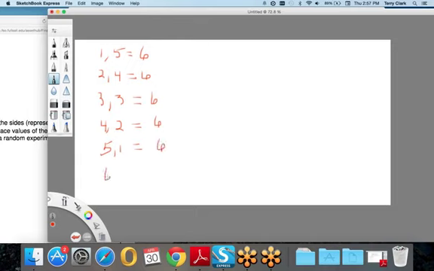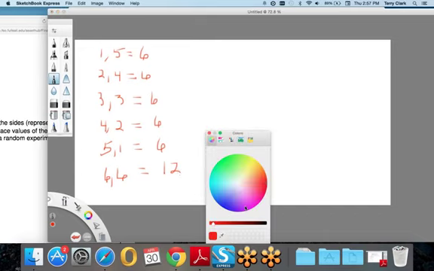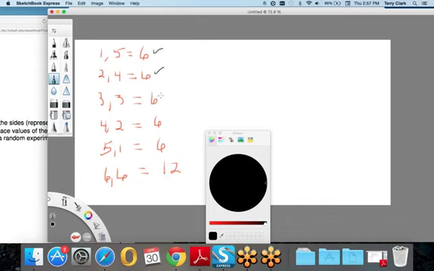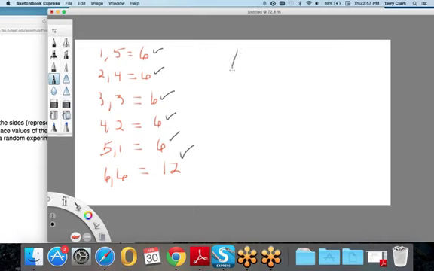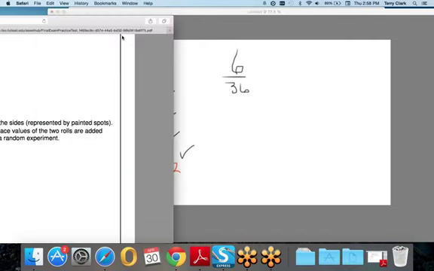And then 6 and 6 will equal 12. Okay, so now I just count them up. That's 1, 2, 3, 4, 5, 6. Okay, so 6 numbers out of the 36 can be divided by 6. 6 divided by 6 is 1, and 12 divided by 6 is 2. All the other numbers can't be divided by 6 and create whole numbers.